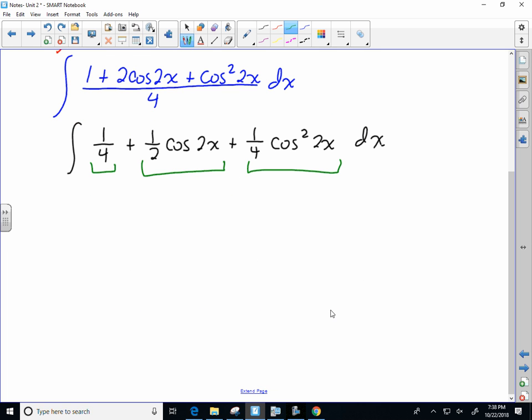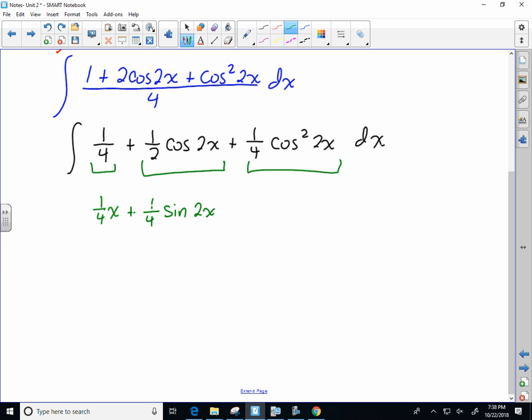So what I would do here is integrate what I can integrate. All right, this one would become 1/4 x. The next one would become 1/4. Is it 1/4? Yeah, we got to divide. Yeah, so 1/4 sine 2x.